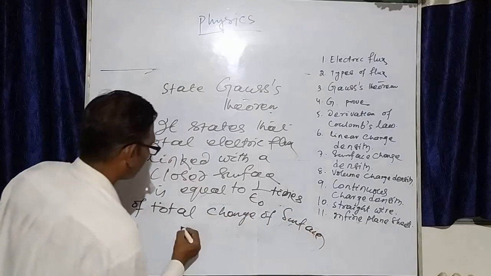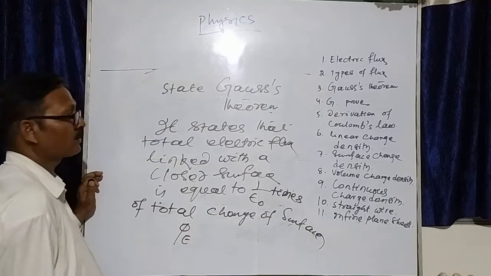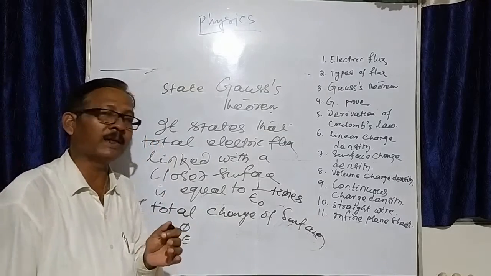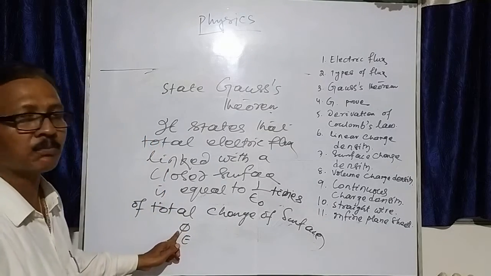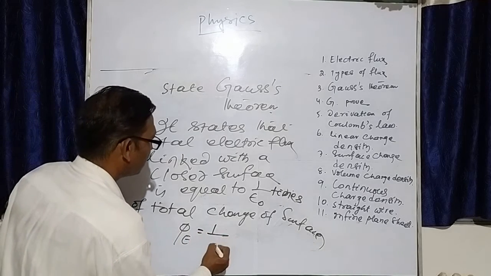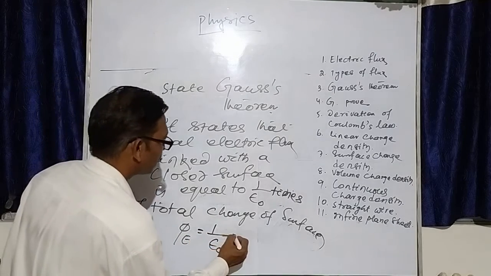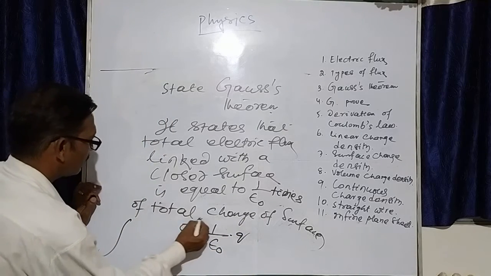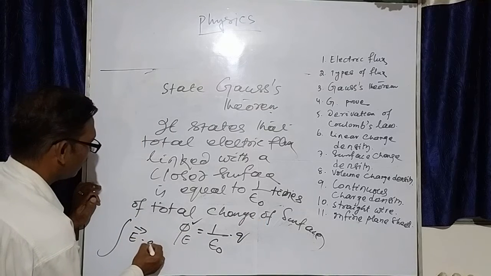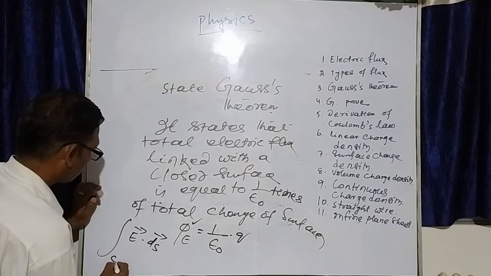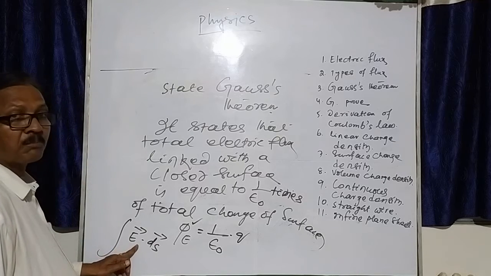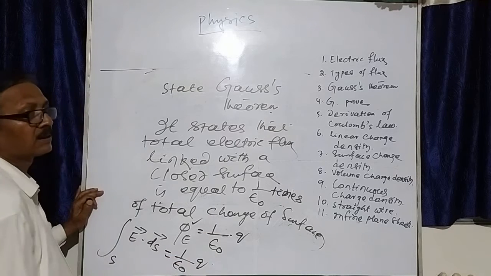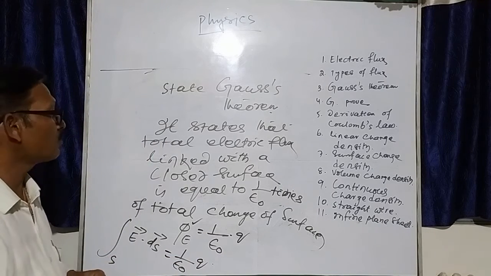So you can write mathematically, total flux linked with the surface, that is total lines of force, is equal to 1 by epsilon 0 times the total charge, or you can write this flux is equal to integration E dot ds. This is equal to total surface flux, equal to 1 by epsilon 0 times the total charge. This is called the statement of Gauss theorem.